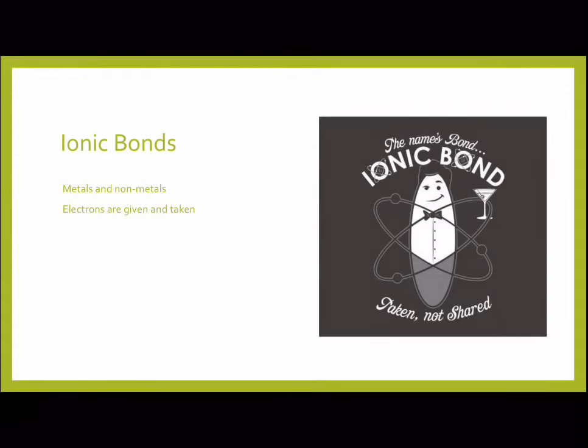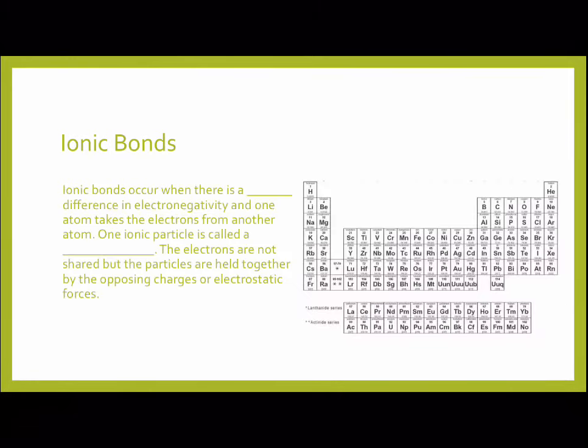So ionic bonds, again, are between metals and nonmetals. The electrons are given or taken. Metals are going to give, and nonmetals are going to take electrons. So ionic bonds occur when there is a large difference in electronegativity, and one atom takes the electrons from another atom.